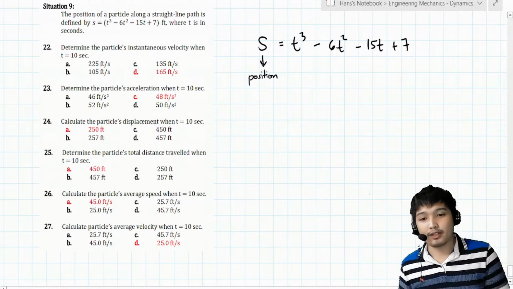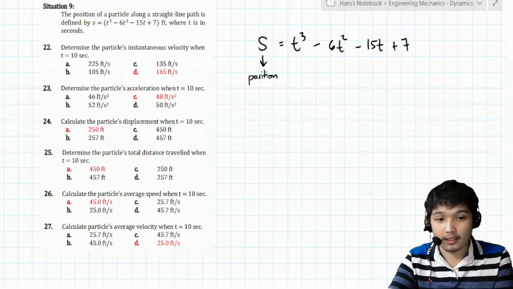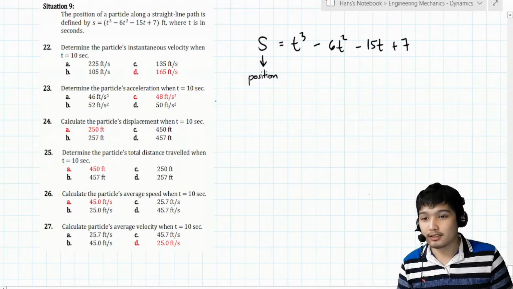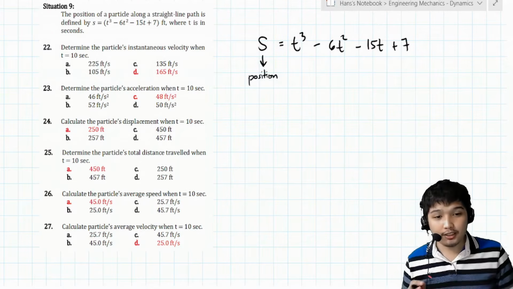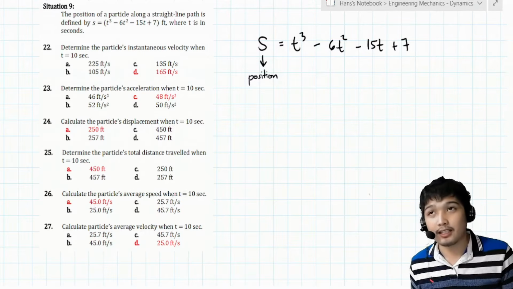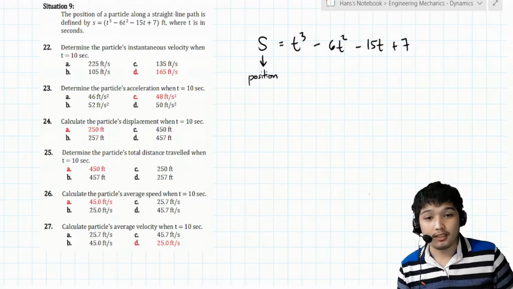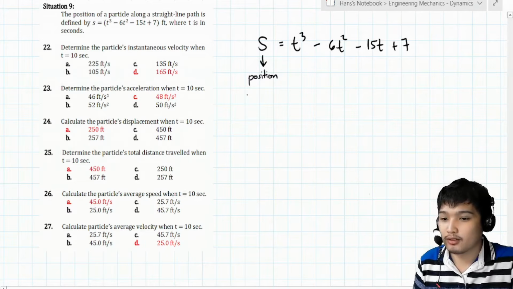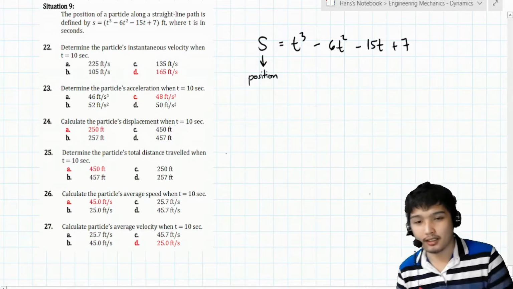Because maybe you're used to s being defined as the displacement. So what it says here, class, is that s is position. It is not the displacement, because they are different, right? Displacement is defined as the change in position. How much did the position change? I'm just highlighting the term, because if you try to solve, let's say for example, number 24, well, we'll answer that later.